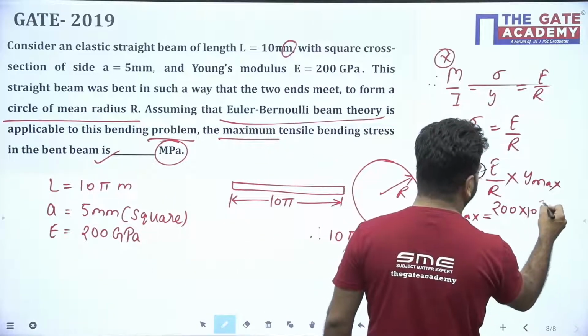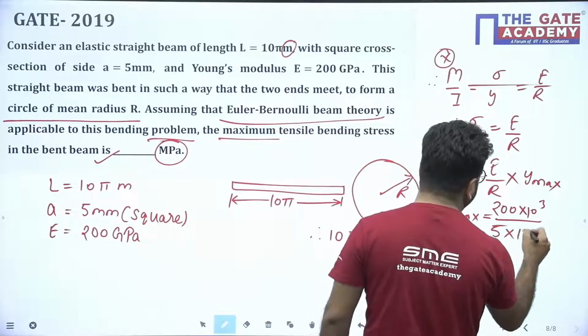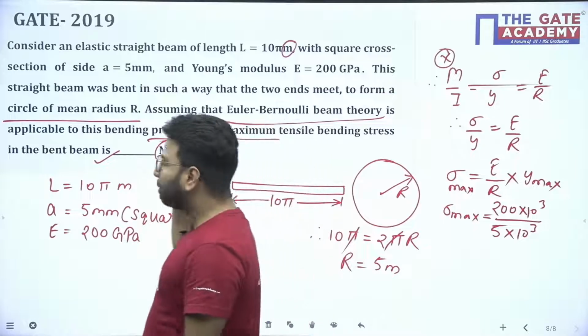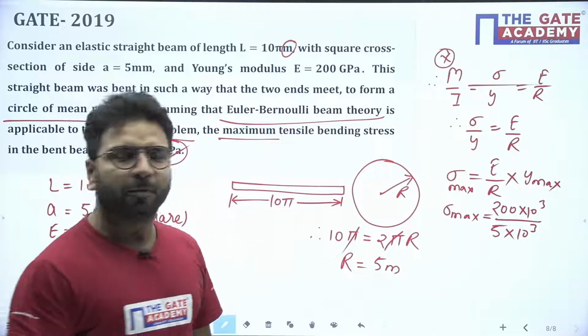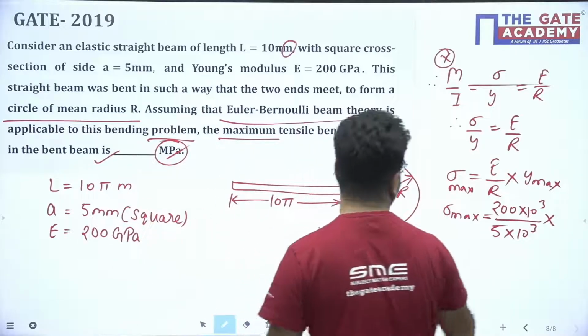200 into 10 to the power 3 megapascal. R is 5 meter. Convert into mm, because we have to find the answer in megapascal, so 5 into 10 to the power 3. And Y will be how much, beta? Y will be A by 2, it means 5 by 2.